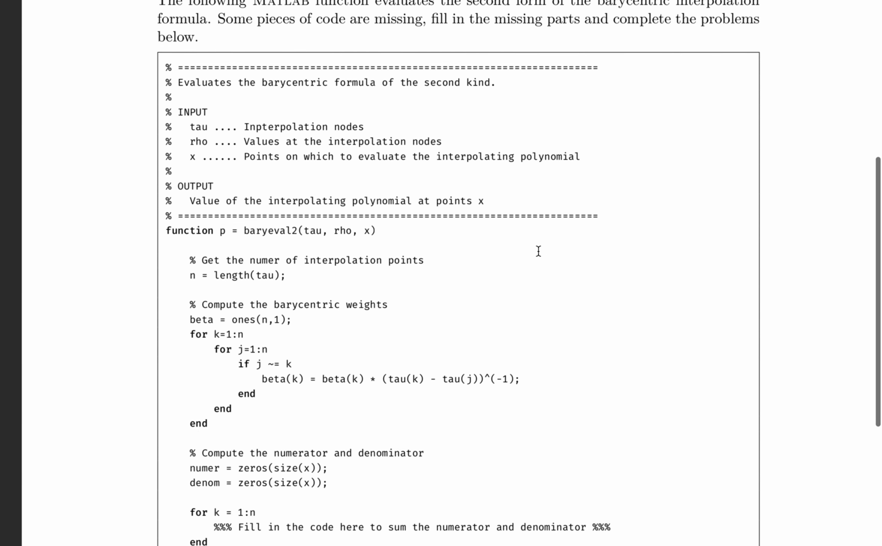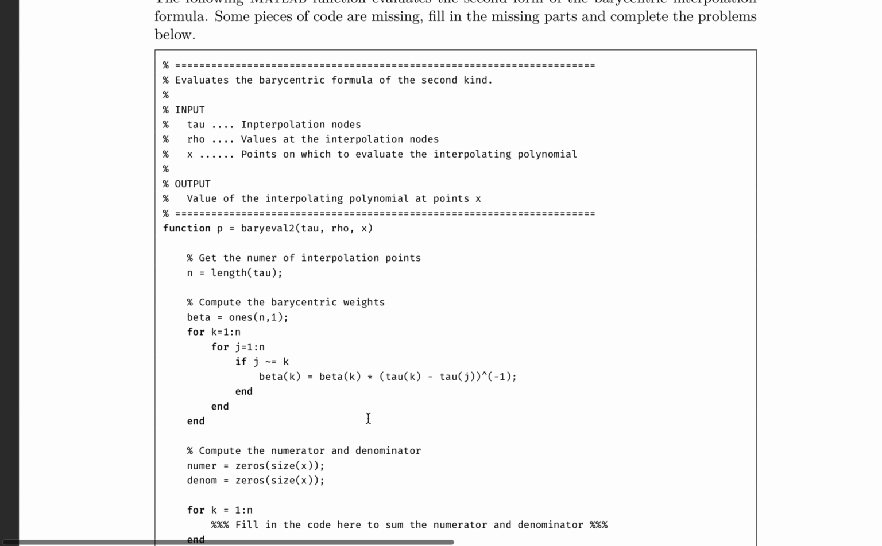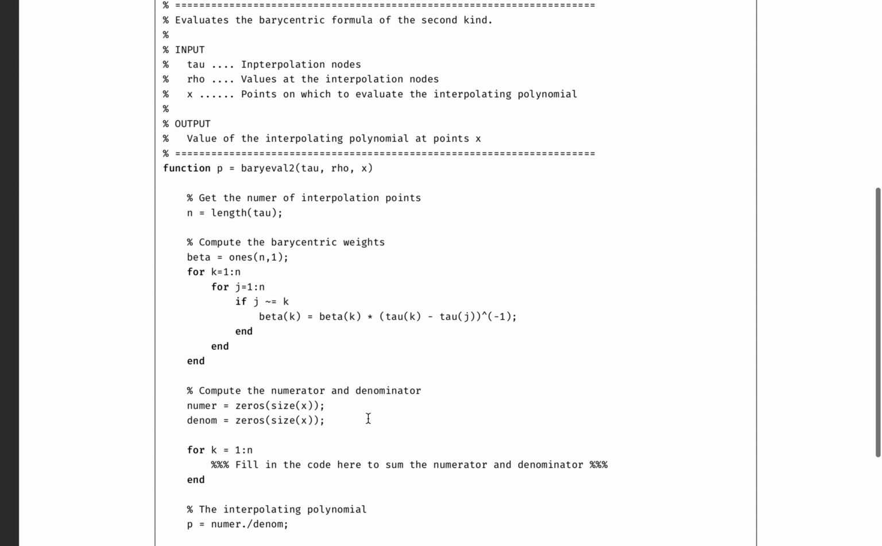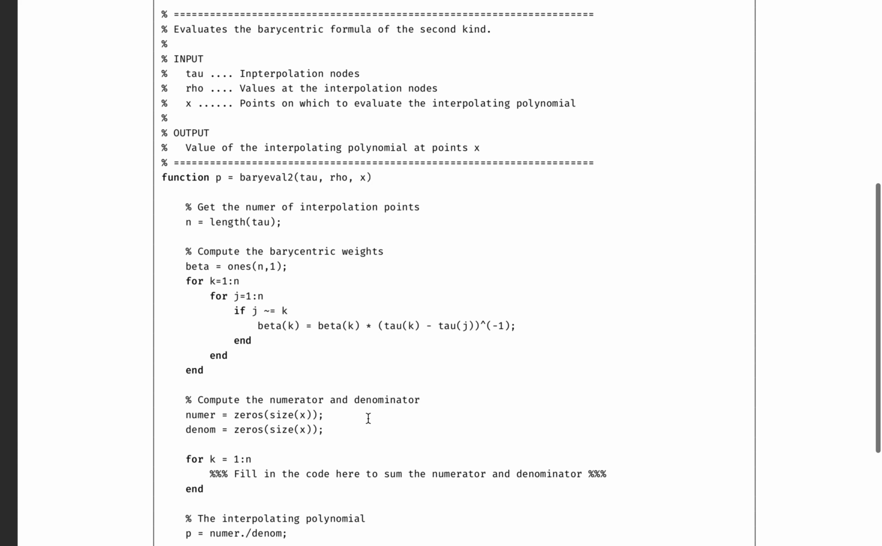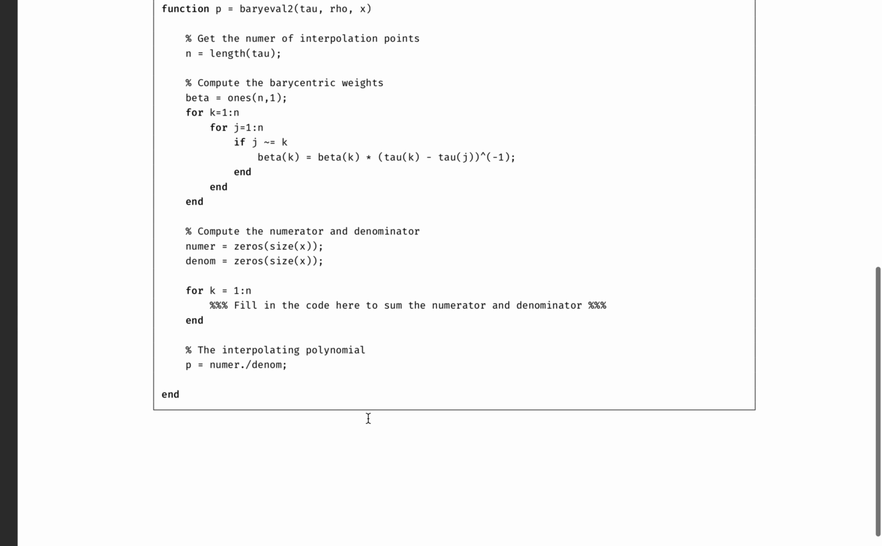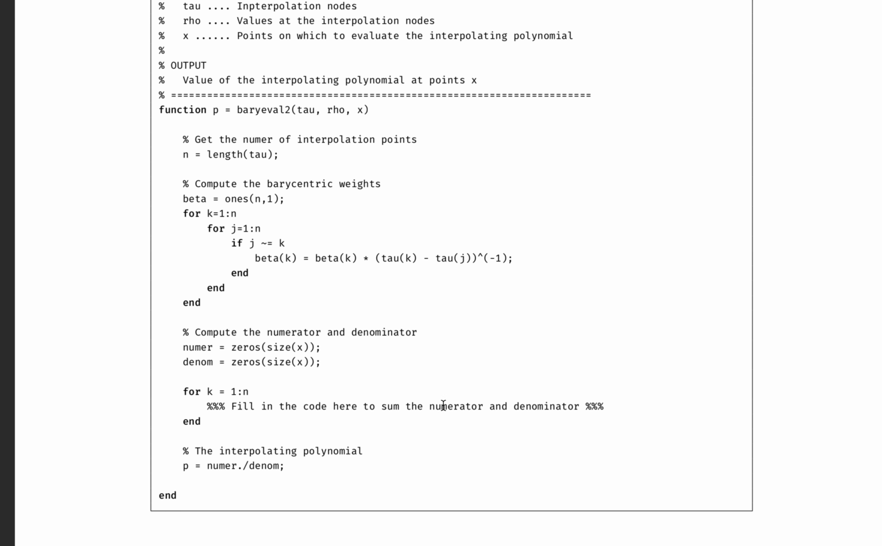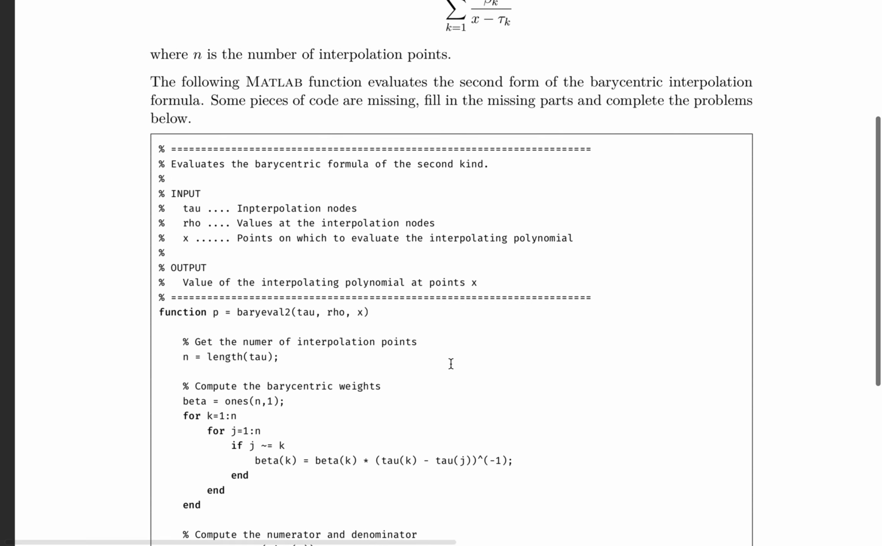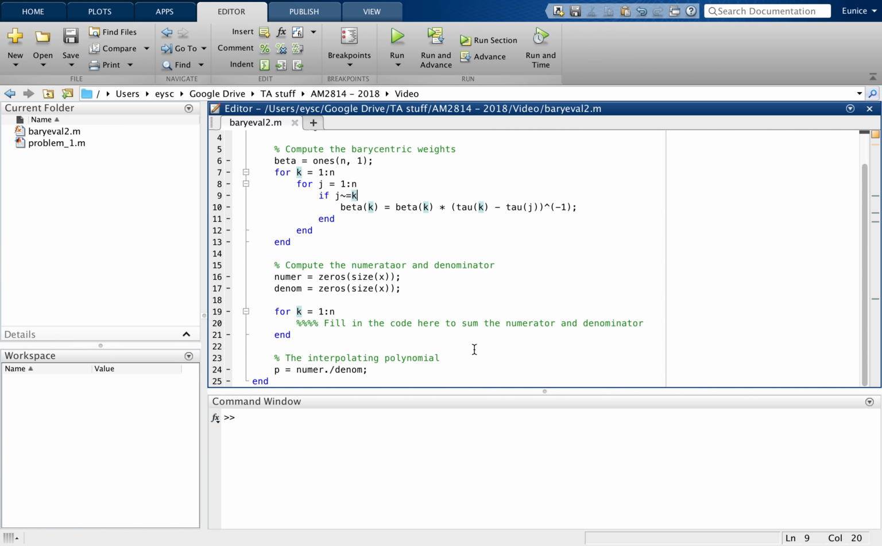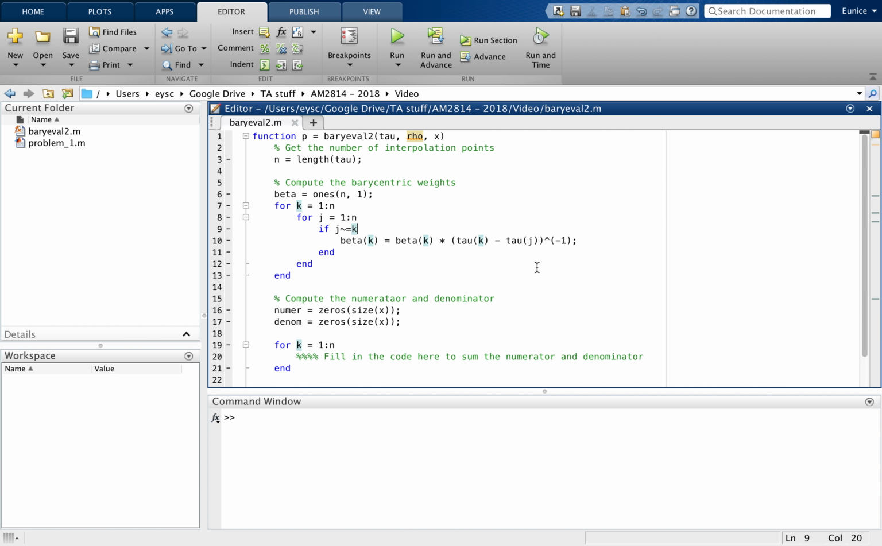I'll also be going through all of this code just to clarify what is going on. If you already know what is going on, you can skip and get to the part where I start filling in the code here. So let's go ahead and do that. As I mentioned, I have already typed out most of the code here.